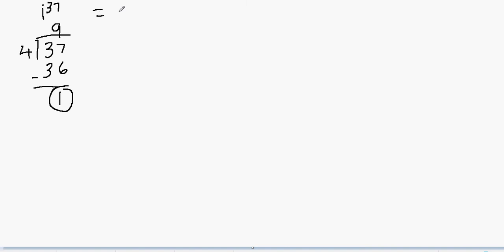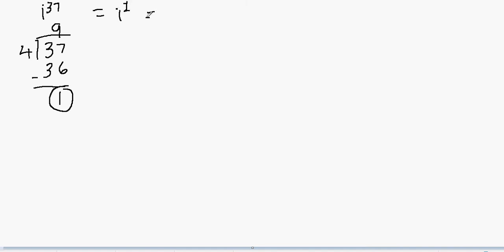So this time I have i to the power 37. Now let's divide the power by 4. 37 divided by 4. How many times does 4 go into 37? 4 times 9 will be 36. Now I have to subtract: 37 minus 36 is 1. Now only look at the remainder. Only focus on the remainder. So i to the power 37 can be written as i to the power 1.